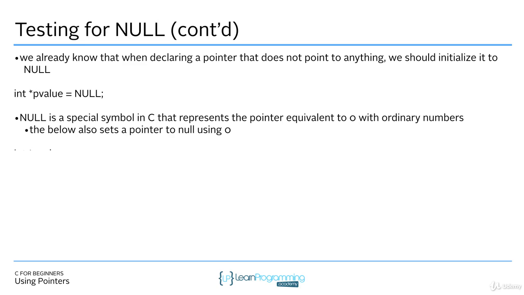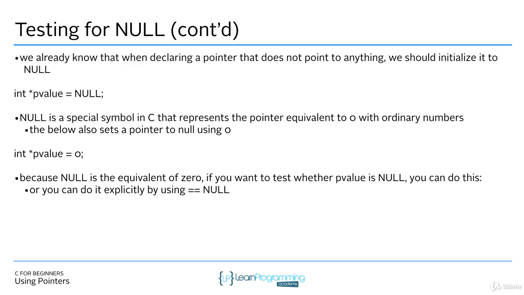Null is a special symbol in C that represents the pointer equivalent to 0 with ordinary numbers. The below also sets a pointer to null using 0. So if we don't want to assign it to null, we can just say 0, and that's the equivalent of saying pointing to nothing.